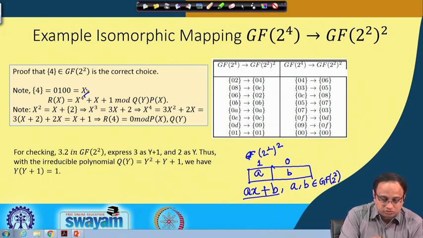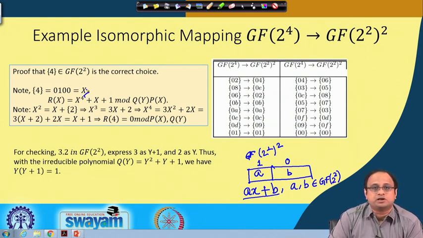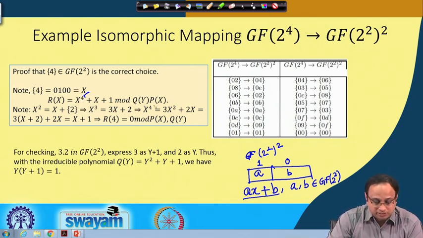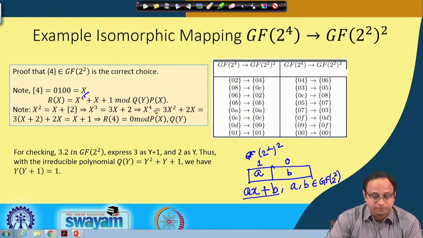So likewise, with this background, you can verify whether the condition that we had is getting satisfied. I calculate R(x), and R(x) is nothing but x to the power of 4 plus x plus 1, and we know that. Now what's interesting is how we do the mod of Q(y) P(x). Note that I have x to the power of 4 plus x plus 1, which needs to be reduced.